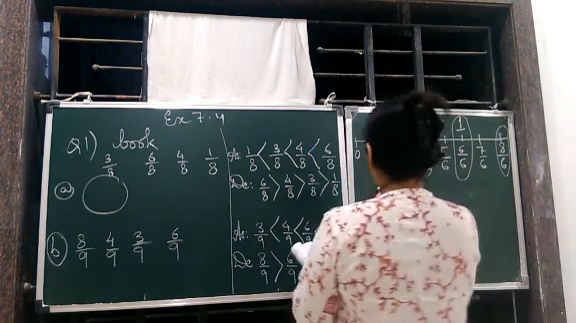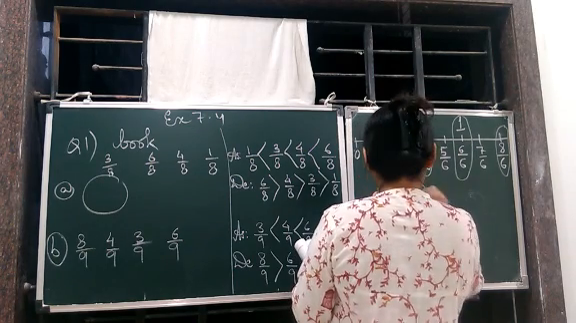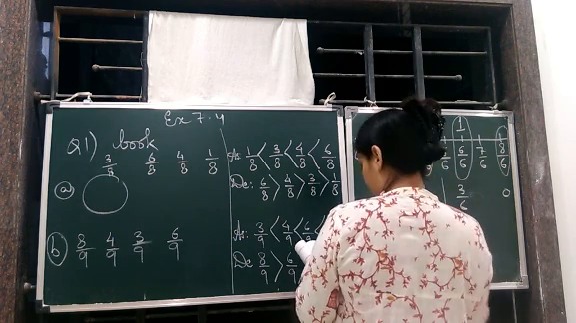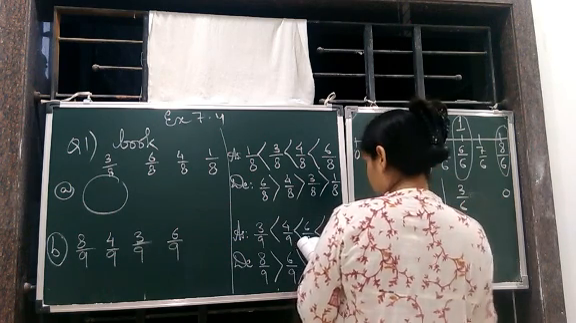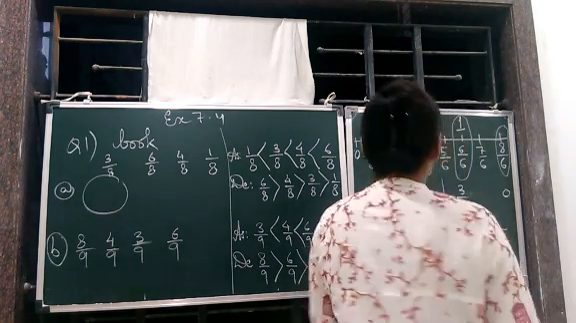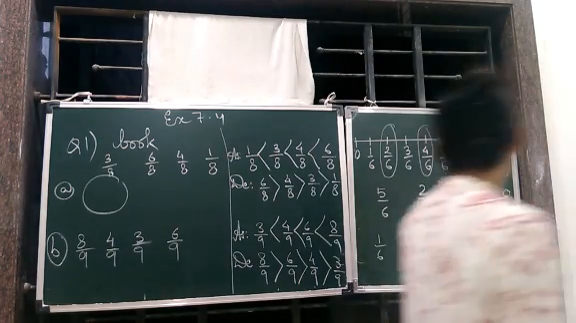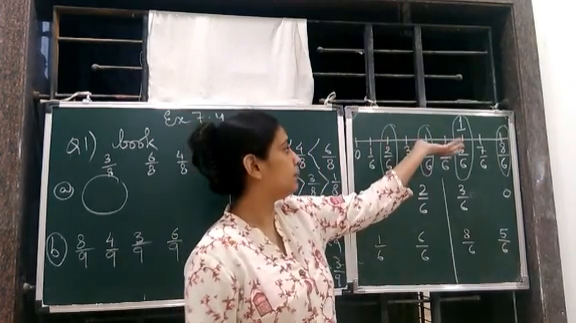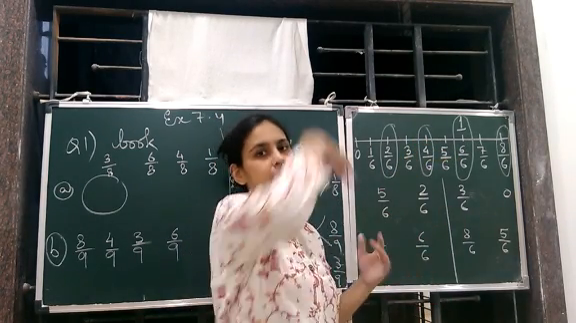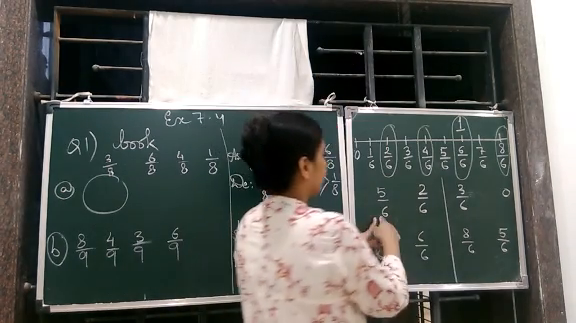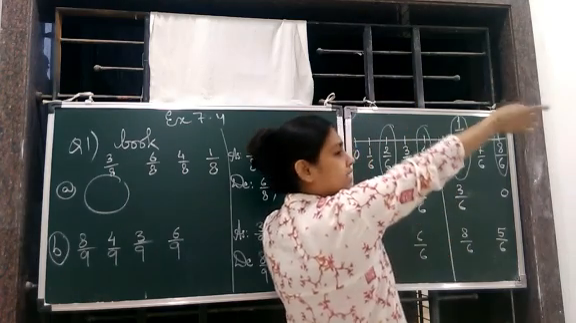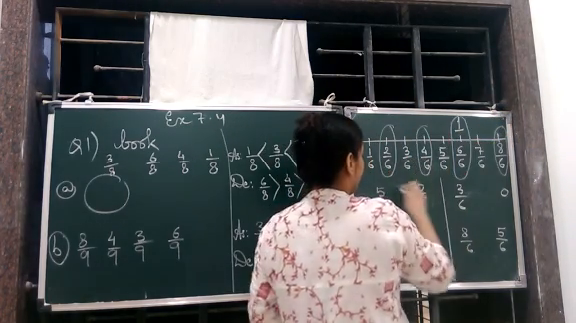So let me write these fractions. 5 by 6 and 2 by 6, 3 by 6 and 0, 1 by 6 and 6 by 6, 8 by 6 and 5 by 6. Very simple. Either you see the number line or you can see the denominators are same. When the denominators are same, we compare the numerators. So 5 by 6 and 2 by 6. This is 5 by 6, this is 2 by 6. The number on the right side is considered greater. So obviously 5 by 6 is greater.